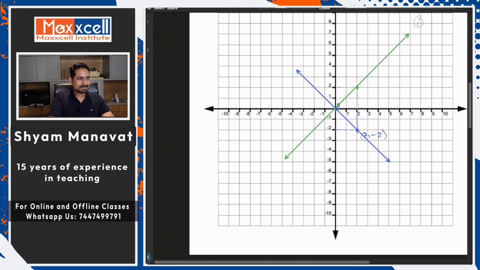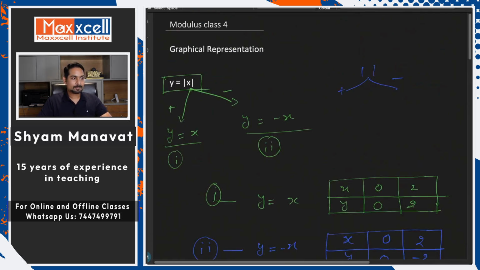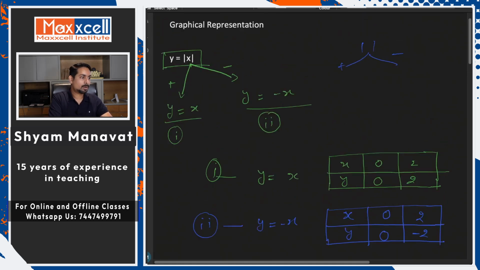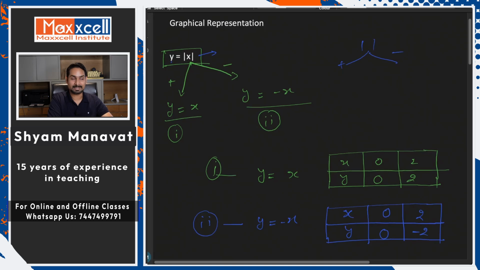Yeah, so this is how the second equation looks. Okay, now the question. It is not about plotting the graph of the first and second part. The original question is to plot a graph for y equal to mod of x. So now we need to see y equal to mod of x.